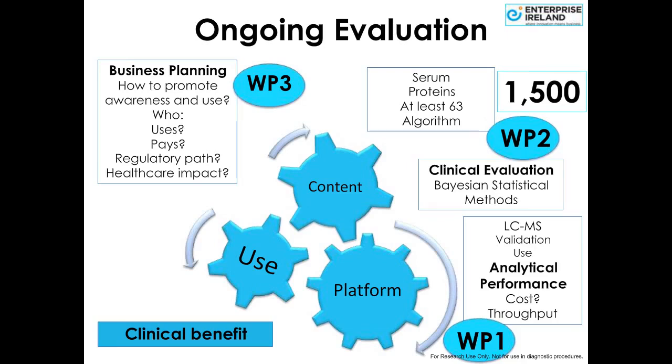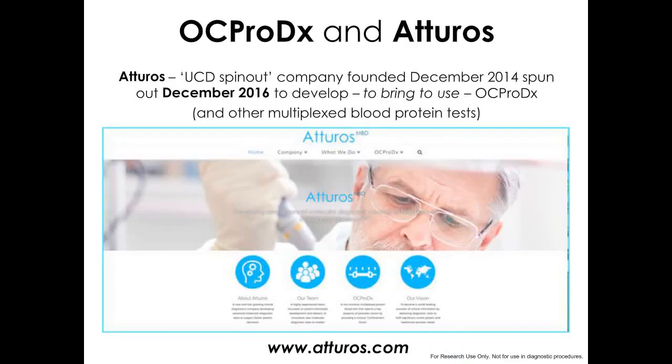Indeed, if we develop this assay and it shows that it's analytically and clinically robust, whether it can be brought to patient use. And the reality is that to bring it to patient use, it would need to be commercialized. And so we need to understand who's going to do that, who's going to pay for the test, what regulatory path it may have to go through, and ultimately what healthcare impact it would be likely to have. And this is where we have spun out Atturos to be able to do that for the OC ProDX test. So that's really to be able to bring this OC ProDX test, as we call it, to clinical use, to take it to those next stages.